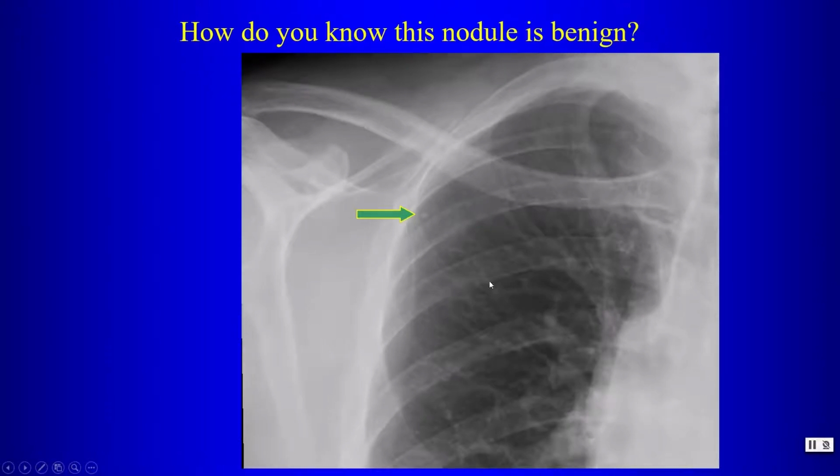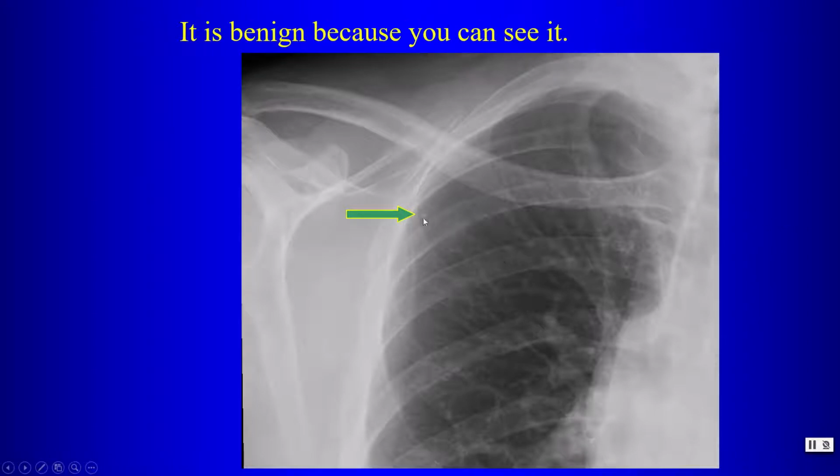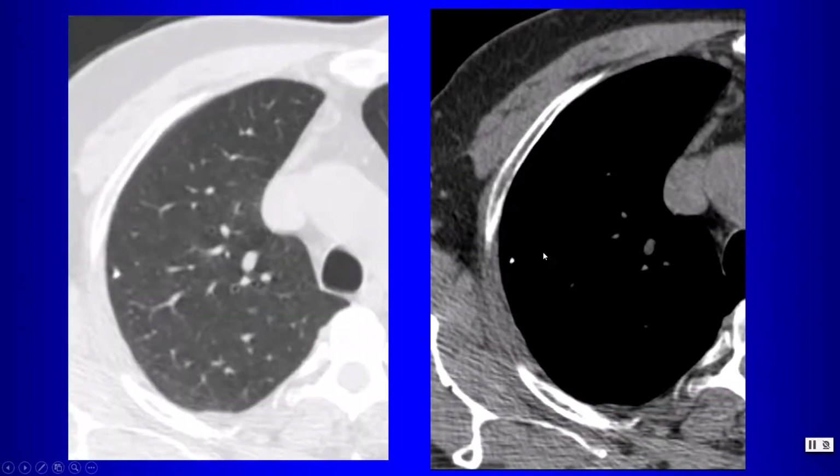Now, what about a case like this where we have this very tiny nodule that's well seen on the chest radiograph? How do we know that this nodule is benign? Well, the answer is because we can see it. So a nodule that is this small, if we can see it on the chest x-ray, usually means that this nodule is calcified. So if this were of soft tissue density and it were this small, just 1 millimeter in size there, we would usually not be able to make it out on a chest radiograph. So such a sharply circumscribed, well-seen nodule that is that small is usually calcified.